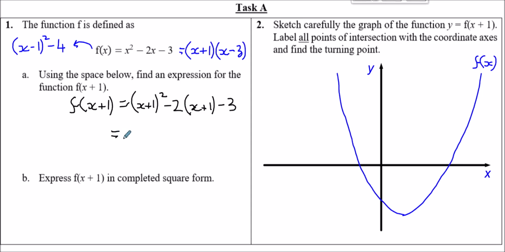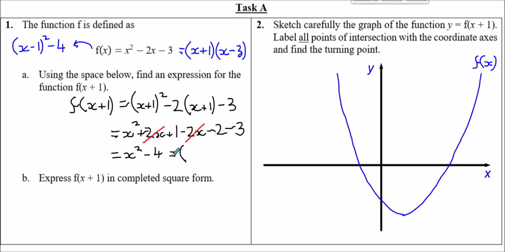So if we neaten this up, expand it all out, x plus 1 all squared is x squared plus 2x plus 1, minus 2 times x, that's minus 2x. Minus 2 times 1 is minus 2, then minus 3. So now this can be neatened up further. The positive 2x and the negative 2x cancel, and so we're just left with x squared plus 1 minus 2 minus 3. So 1 take 2 take 3, that's the same as minus 4. So we have x squared minus 4.